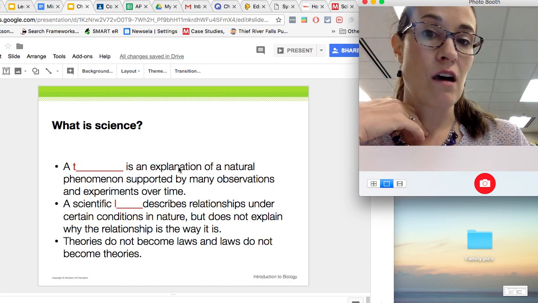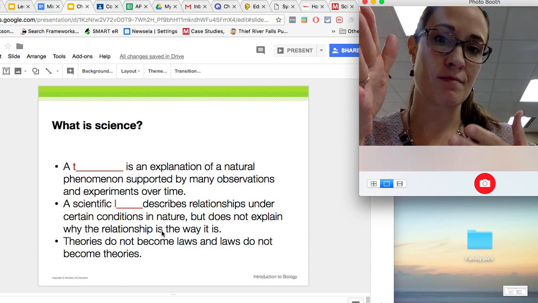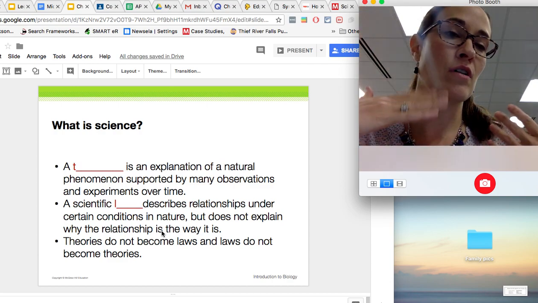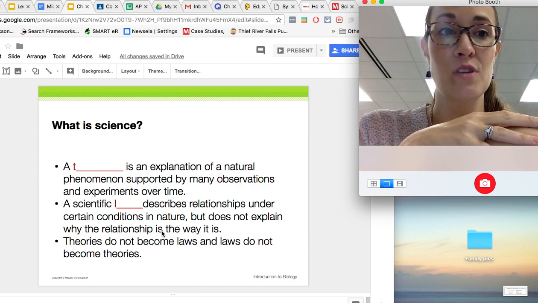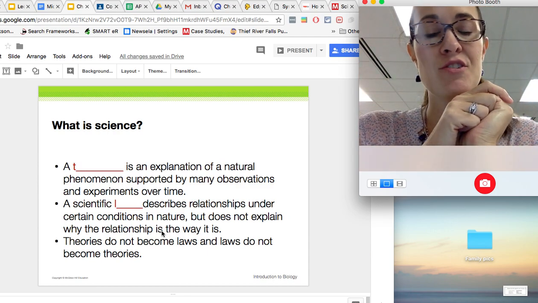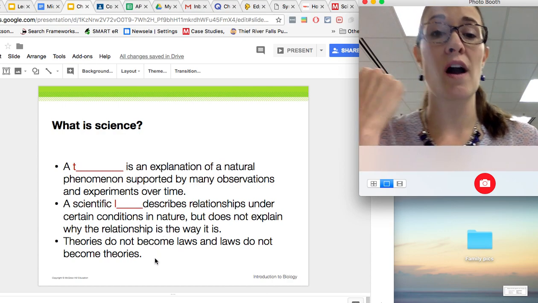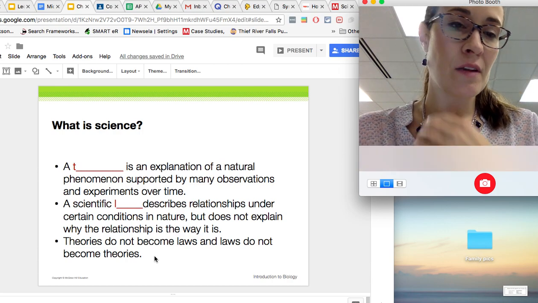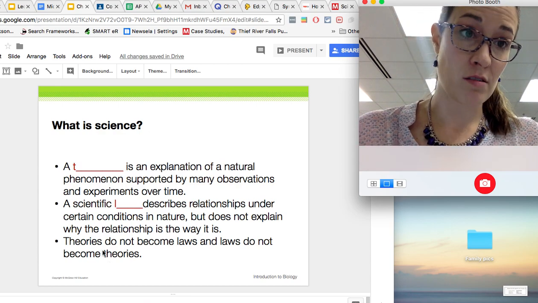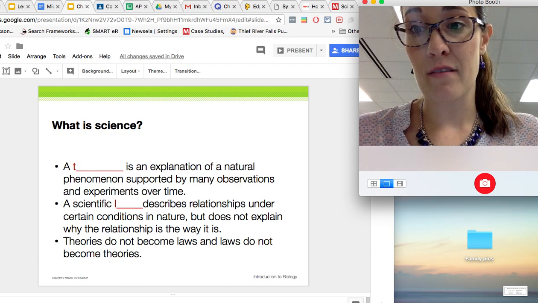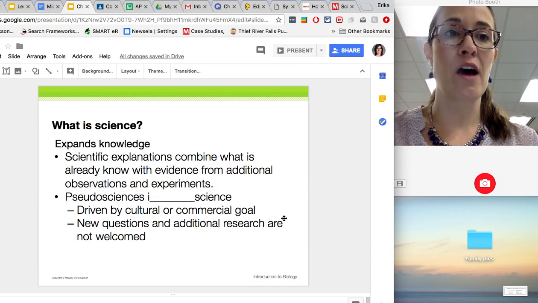A scientific law describes relationships in nature, okay? So the law of gravity, okay? It's what happens to everybody in nature, but it doesn't necessarily describe or explain why that relationship is the way it is. Theories do not become laws, and laws do not become theories. They are different.